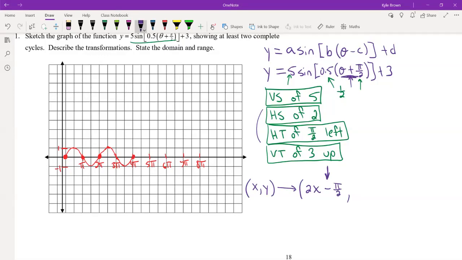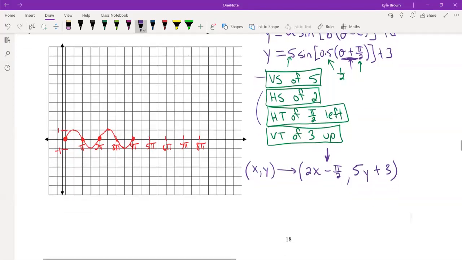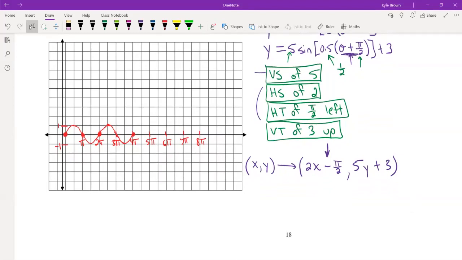Every x value is going to undergo that transformation, right? So all I have to start doing is throwing x values into that. Okay, and then the y values. So 5, because it's going to be a vertical stretch of 5 times whatever the y value was. And then it's going to be 3 up, so plus 3. There's our key, right? We have a key to this question now. Now we can just start throwing points in and plotting them, essentially.